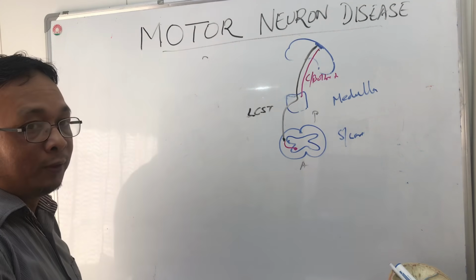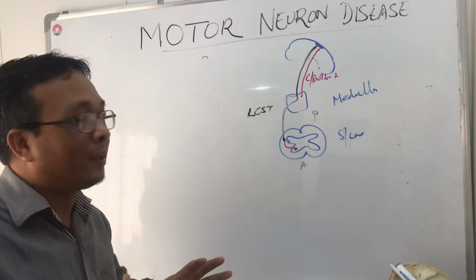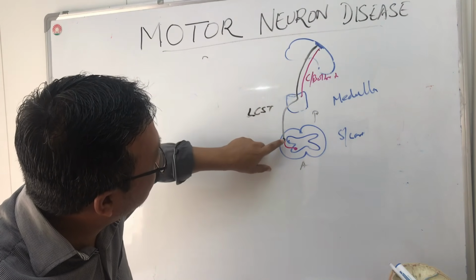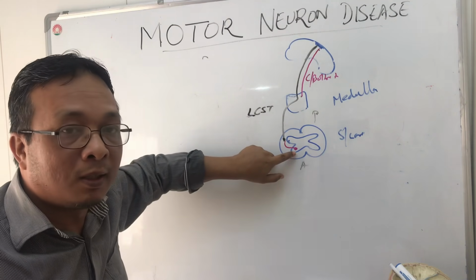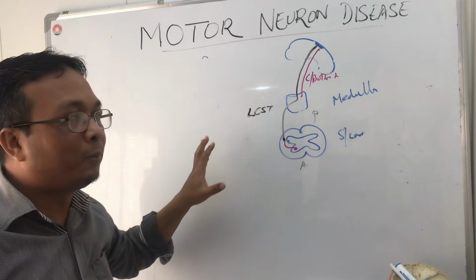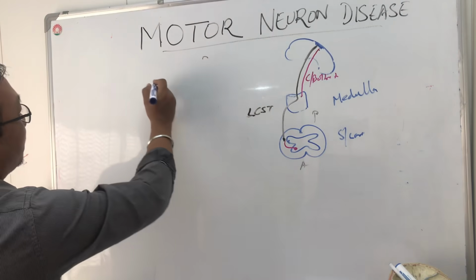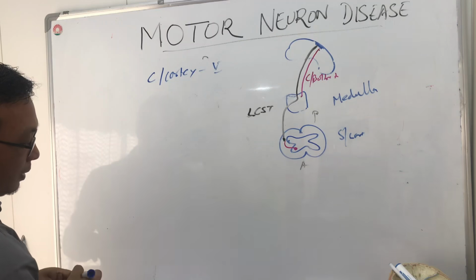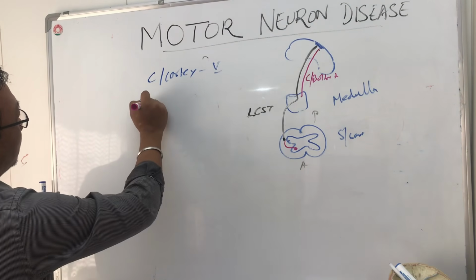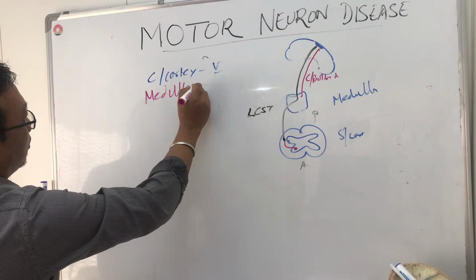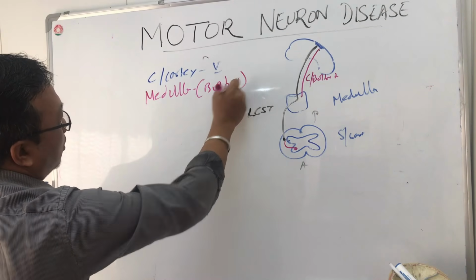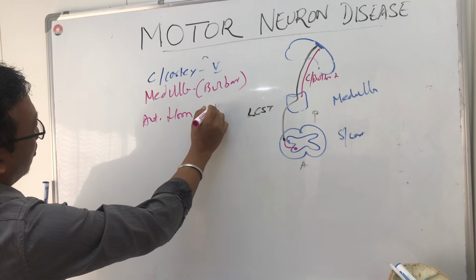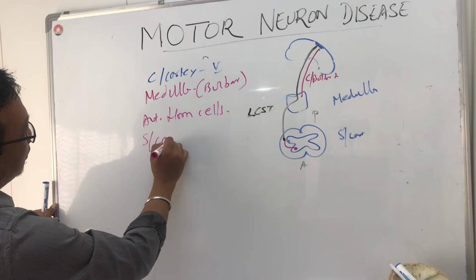So from the pathophysiology, we know these motor neurons start dying. They may die here, they may die here, they may die here in the lateral column or anterior horn cell. So all these sites can be affected. So what are the sites? It can happen in the cerebral cortex, layer 5, in the medulla, the bulbar portion, and then anterior horn cells, and then spinal cord.